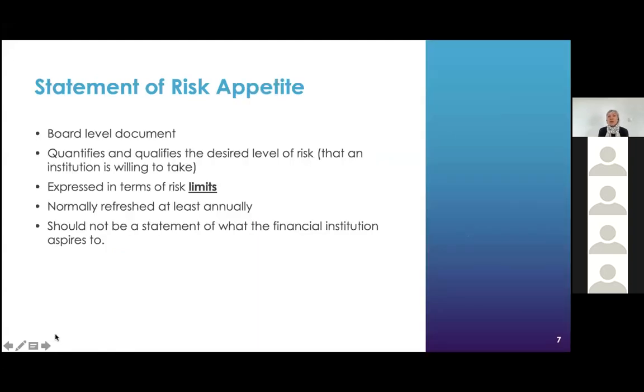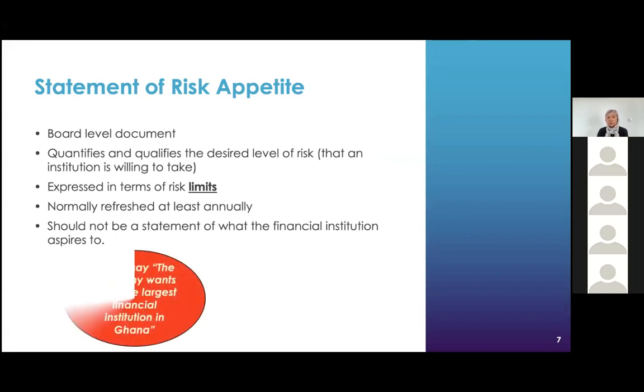So the statement of appetite will be a board level activity. It will quantify and qualify the desired level of risk that an institution wants to take. It's expressed in limits. It's reviewed annually. And it should not be a statement of what the financial institution aspires to. It should not say the company wants to be the largest financial institution in Ghana. No, that is not what a risk appetite is.